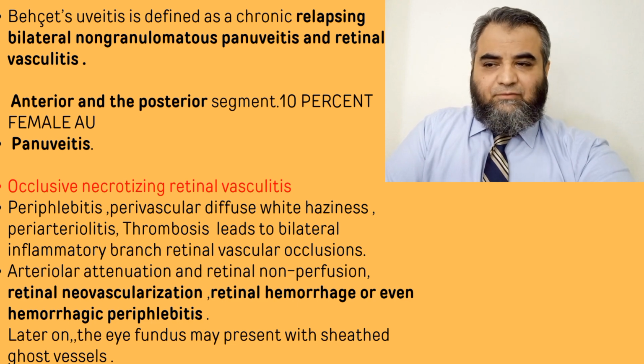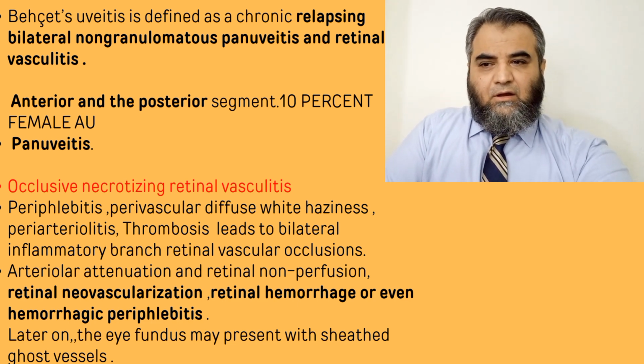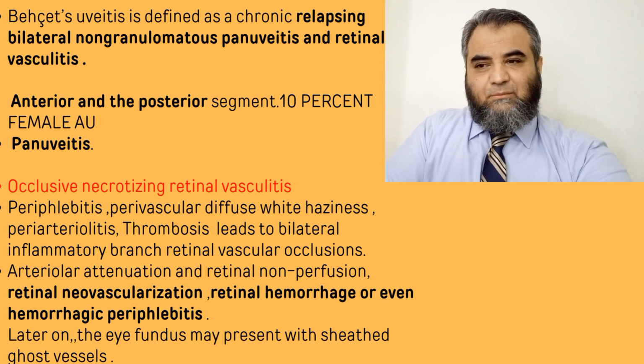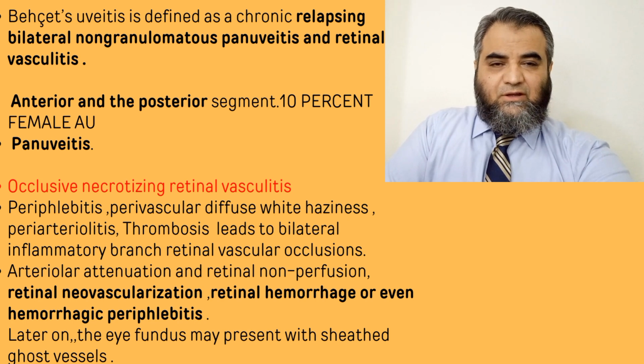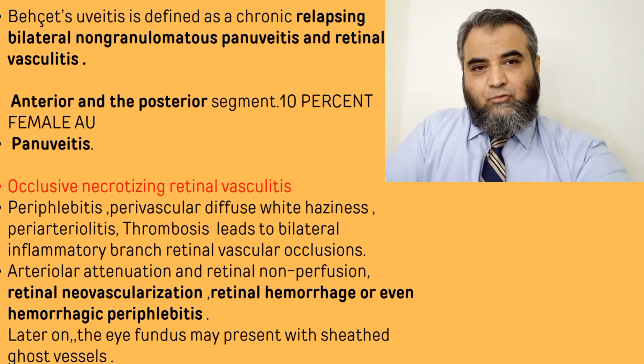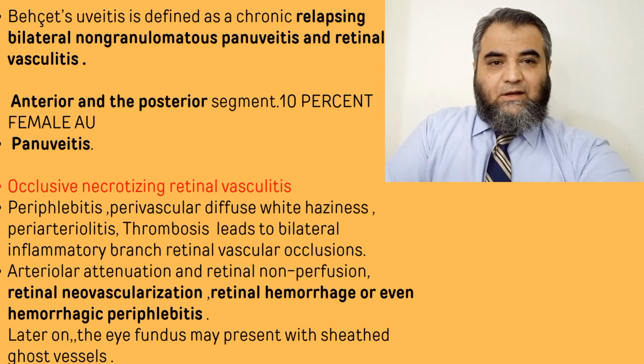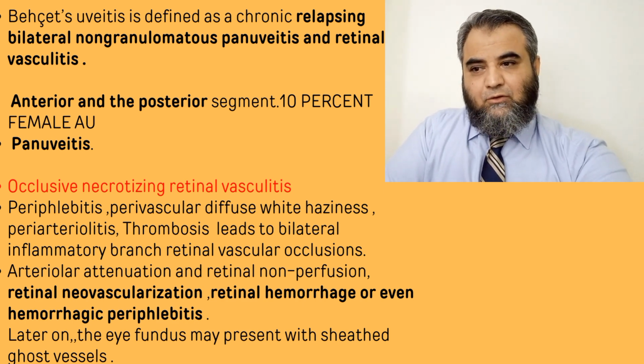Yes, periphlebitis, perivascular diffuse white haziness, arteriolitis, thrombosis leads to the bilateral inflammation in branch retinal vein occlusion. So basically, thrombosis leads to the occlusion of those areas. The areas become ischemic, blood vessels get leaky over there, and retinal neovascularization happens.